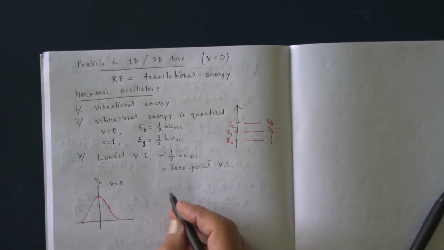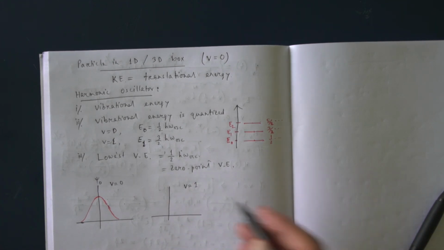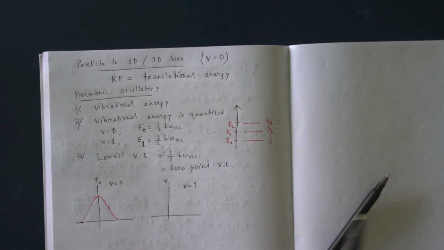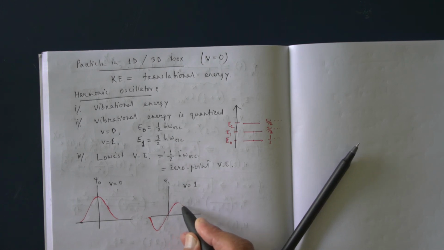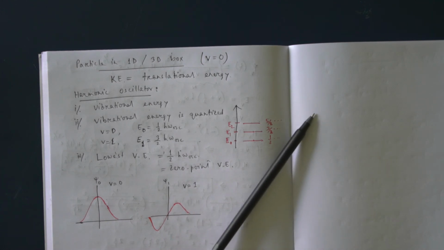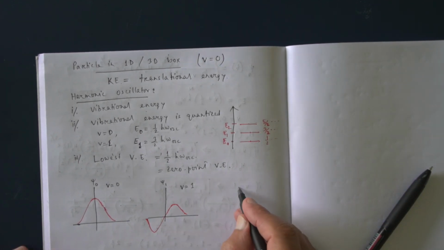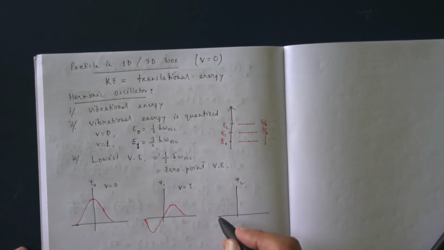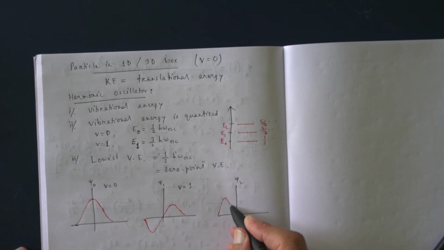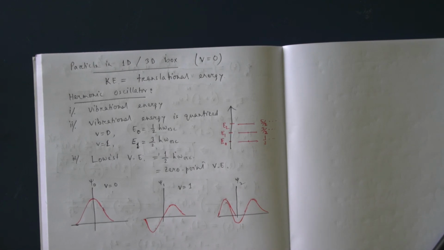Now when v equal to 1, if we plot the wave function psi 1, the function will be like this. Then v equal to 2, psi 2, the function will be like this, and so on.